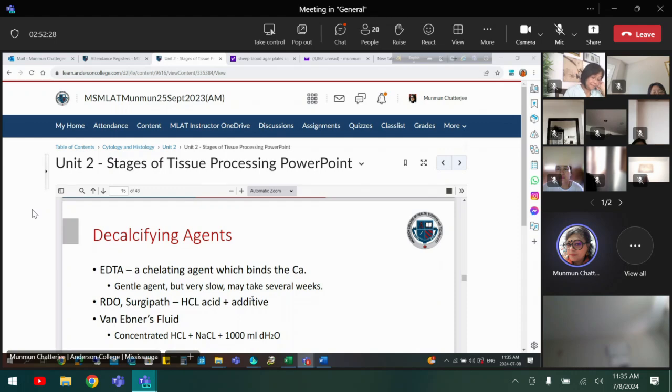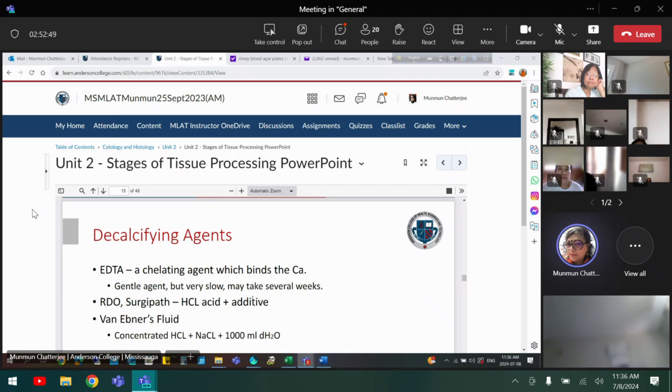They bind the calcium and that prevents the coagulation, because calcium is one of the major factors for helping, aiding or initiating the coagulation. So EDTA, we can use this one. EDTA is very gentle, very slow. It may take several weeks.